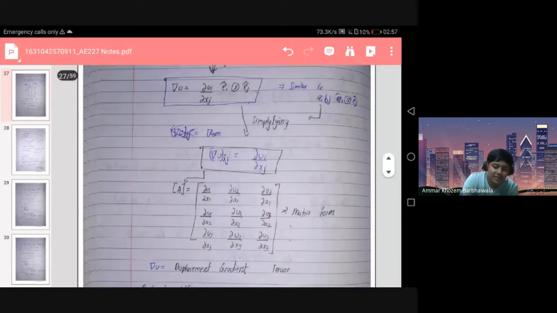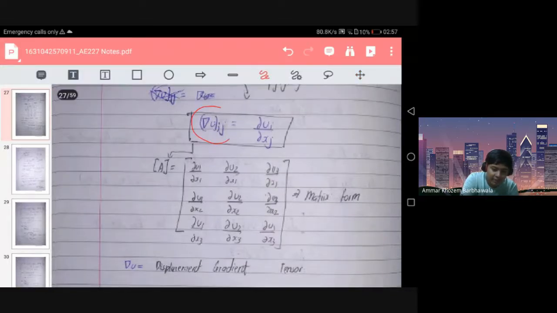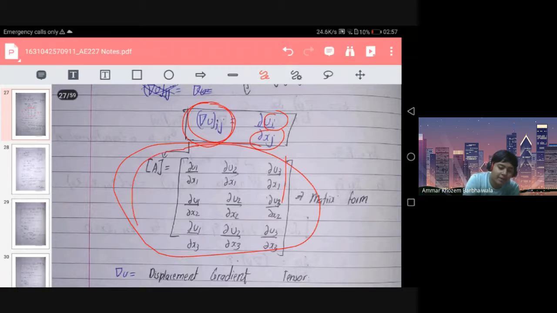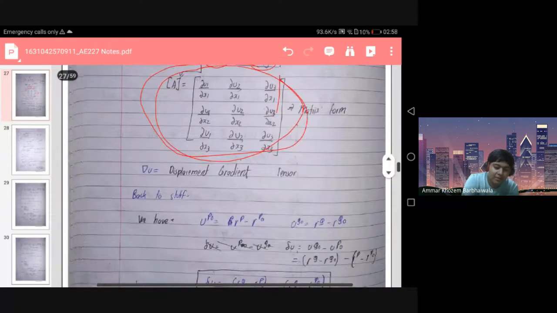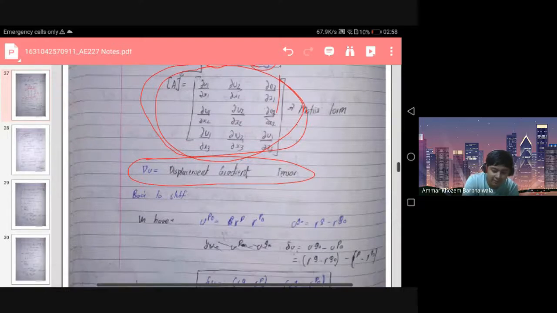As I said before, it's the same. I wrote grad u ij is equal to del ui upon del xj, and this is the matrix representation of this. If I know at each index what its value is, I can write the matrix for that too. And this is the matrix representation for that. This matrix is known as the displacement gradient tensor.